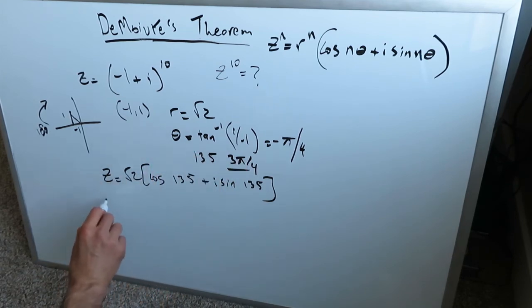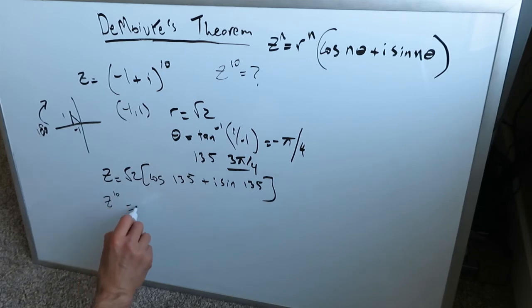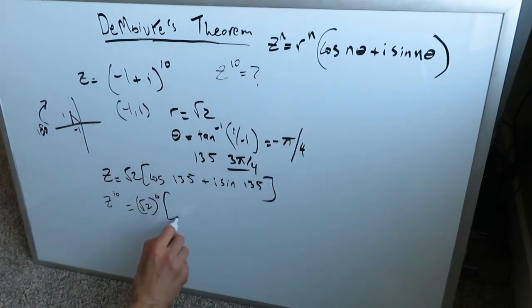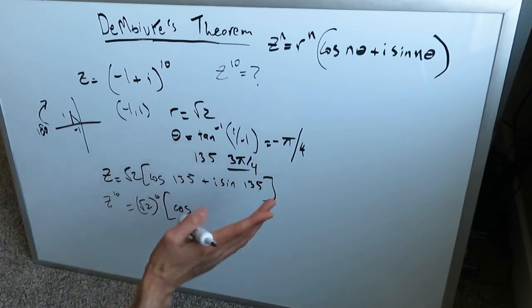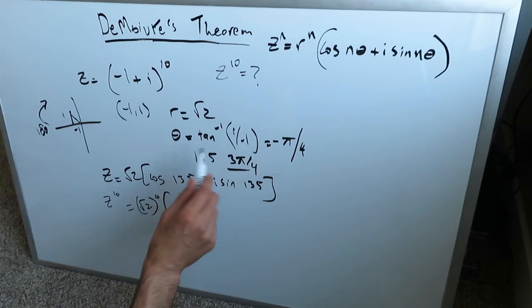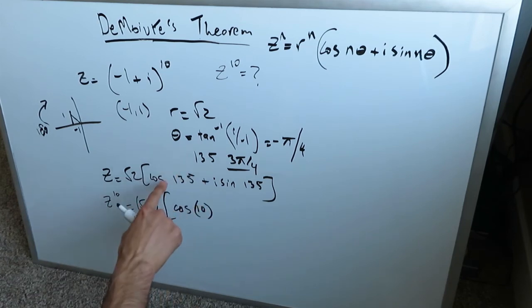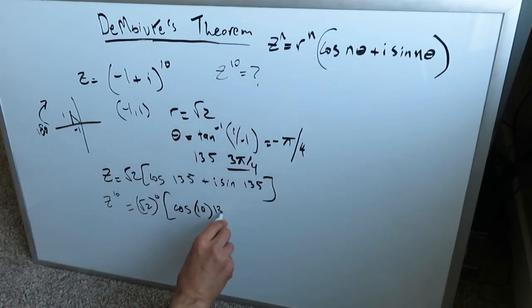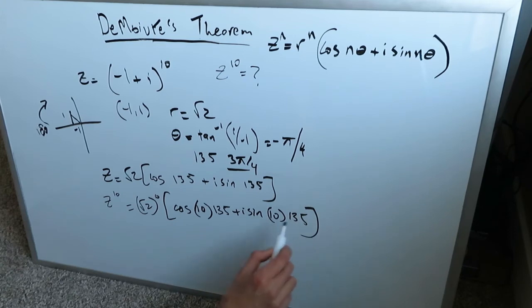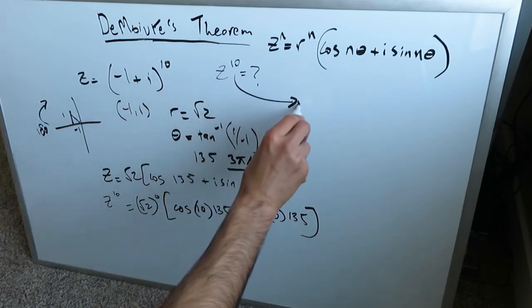Now you have to determine what z to the power of 10 is. So that, of course, is root 2 to the power of 10. Remember this formula here? R to the power of n, the modulus to the power of n. In terms of the arguments, the angle here represents the argument. You're not doing 135 to the power of 10, you're doing 135 times 10. It's n theta, plus i sine n theta. n over here is 10. What your question is asking you in terms of your power, this right over here, power is your n value.